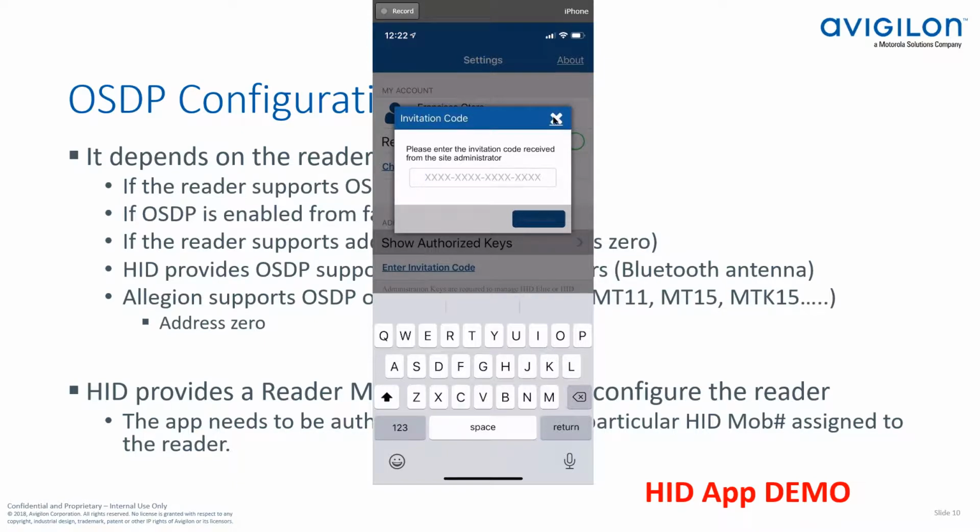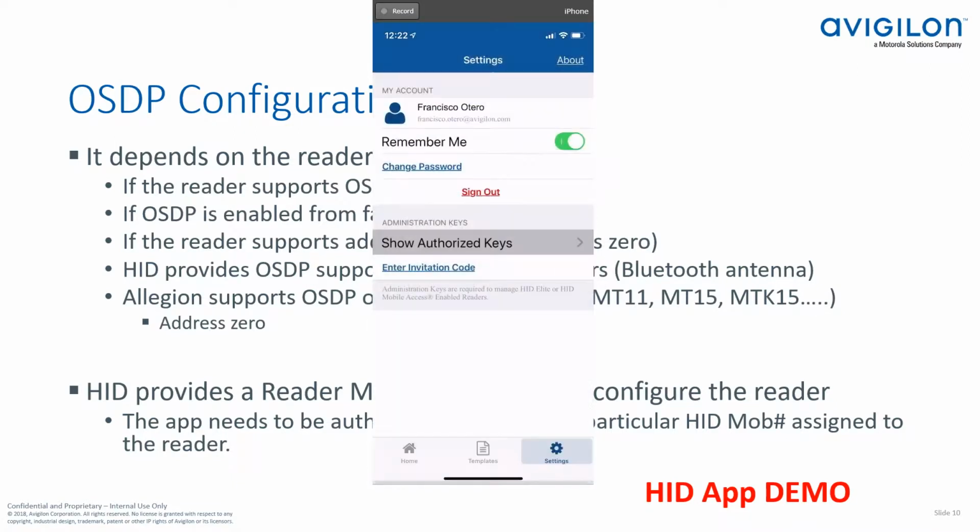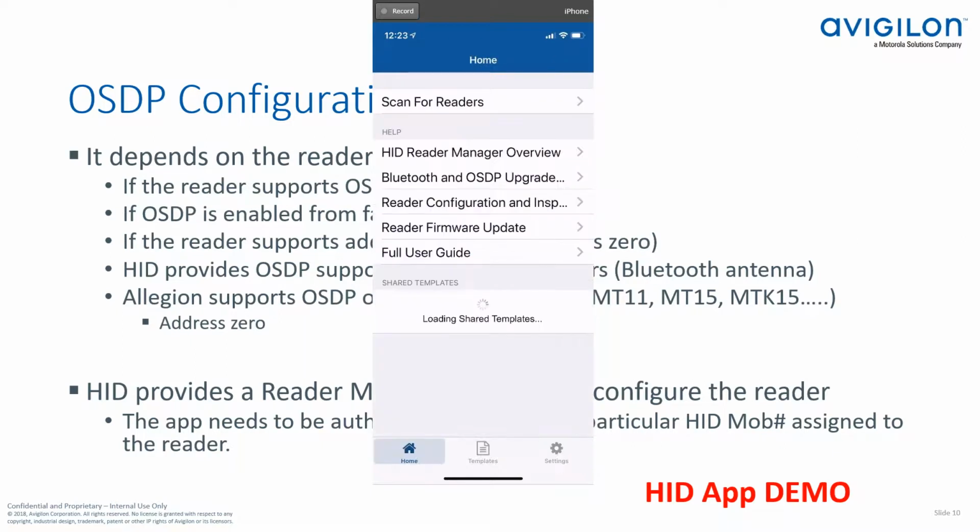Okay, so this is to prevent someone from just using the software and trying to reconfigure a reader that is on the wall. Once you have the mob number, back here on the home screen, you can go and search for the reader here. This will search the reader.